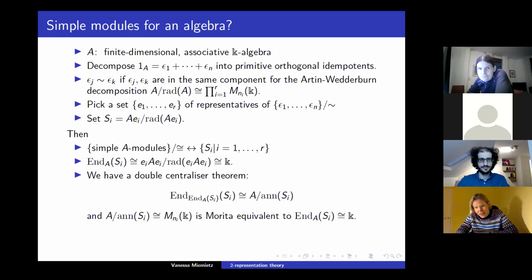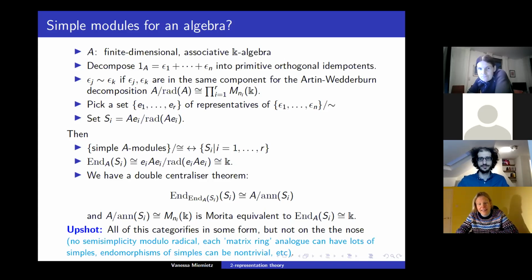Okay. So now the upshot is that all of this in some form categorifies, but not at all on the nose. Things become much more difficult. We don't have anything like a radical that we can quotient out by and get something semi-simple. Then we do get some analogs of matrix rings, but they can have lots and lots of simple modules suddenly. And endomorphism rings of simple modules can be very far from trivial, and so on and so forth. But we can get some sort of analog of this.